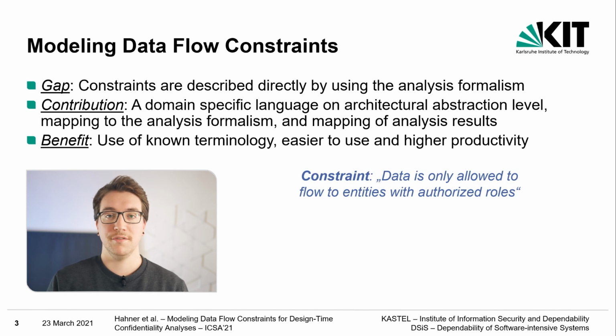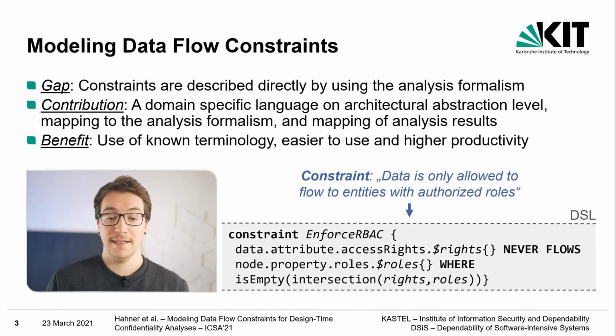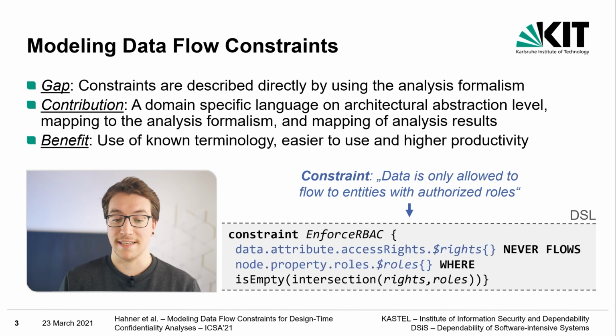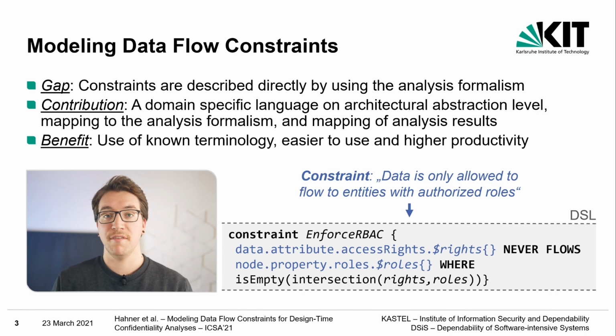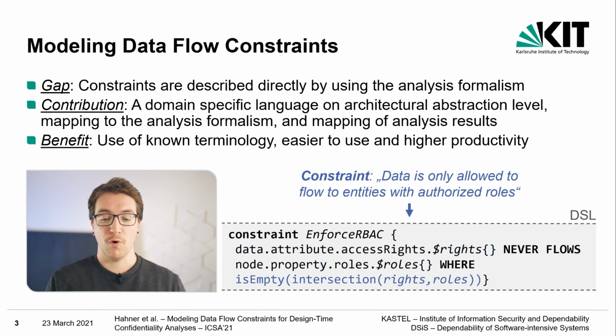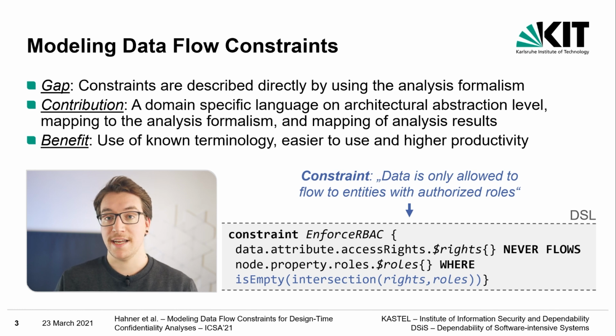To go with the previously introduced example of the constraint, data is only allowed to flow to entities with authorized roles. Based on our DSL, this could look as follows. We define a constraint based on the annotations on the architectural model, the access rights and entity roles, and define a never flow constraint, so data with selected rights is never allowed to flow to nodes with selected roles. This is especially the case if the intersection of rights and roles is empty, which then would raise a confidentiality violation due to a violation of the role-based access control model.